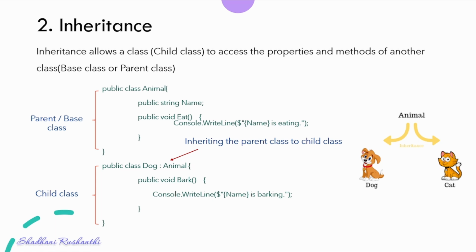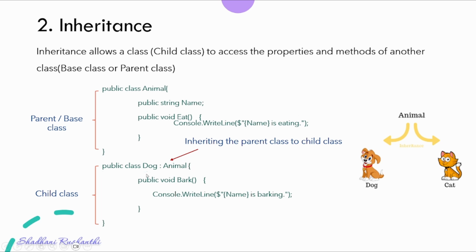The second principle of object-oriented programming is inheritance. The idea of the concept of inheritance is that it allows the child class to access the properties or methods of the parent class. Here is an example. There is a class called animal. It has a property called name and a function called eat.